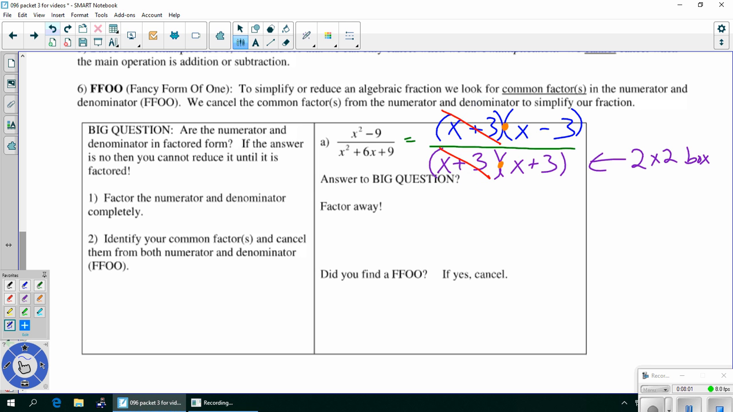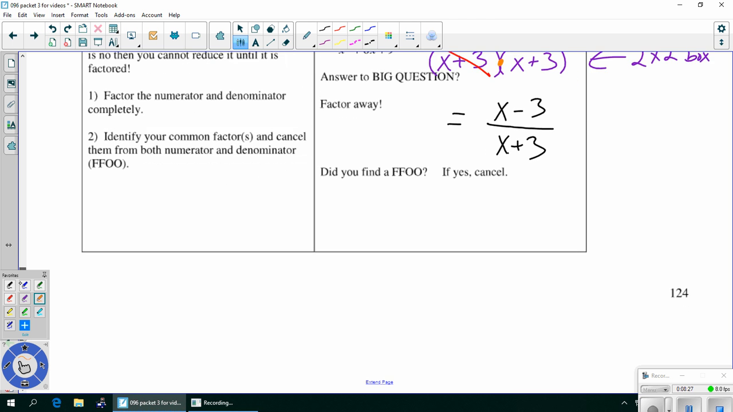Okay, so what we're left with is on top, x minus 3, and on the bottom, x plus 3. And my question to you, are we allowed to cancel the x's? Are we allowed to cancel the 3's? And the answer in both cases is no. The stuff on top is not available to you because it's subtraction, and the bottom is also not available, it's addition. The only thing we can cancel is over multiplication. So that's why factoring first was the technique.